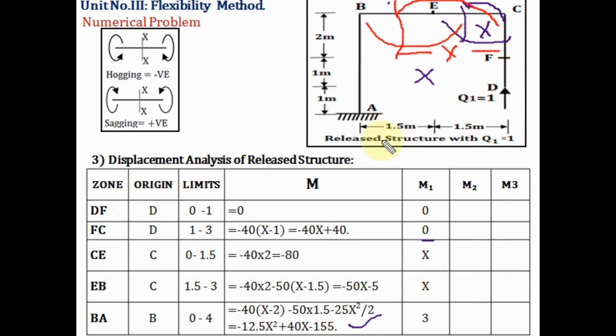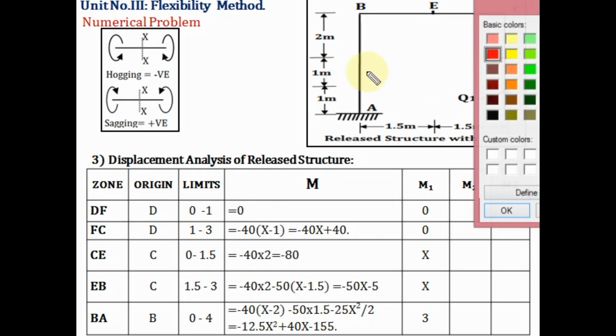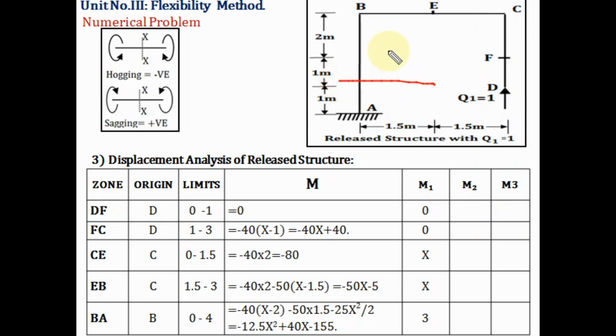Now next we will take the section here, measure x from point B. Now this force will act like this. The nature of bending moment will be hogging, sorry, sagging, so plus. Now here this distance is completed up to B, that means B to C, it is 3, 2 plus 1, 3. So here it is multiplied, 1 into 3 is 3. So the value of bending moment for zone BA is 3.